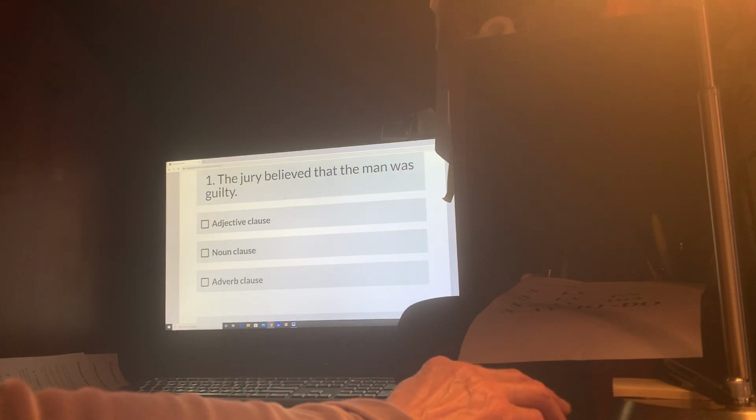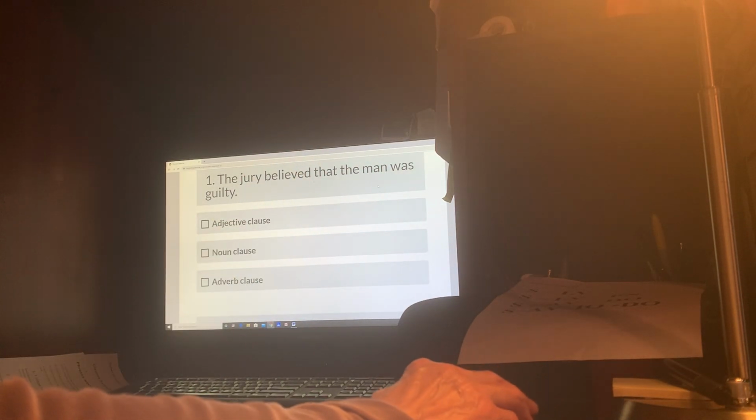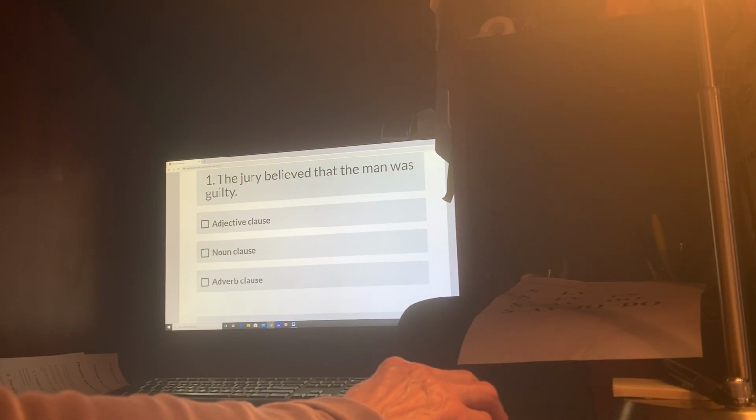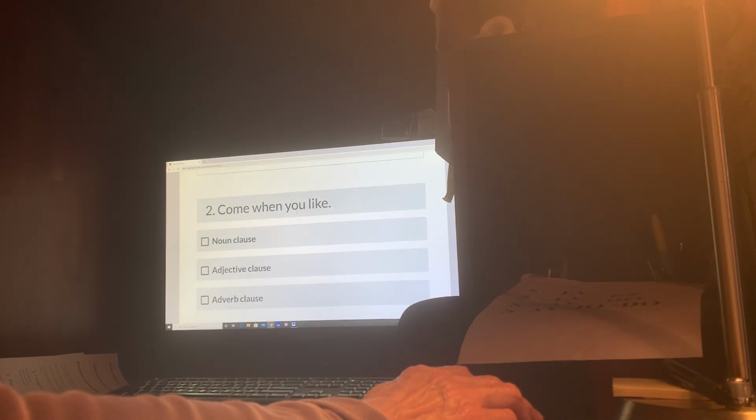The jury believed that the man was guilty. There it is. Jury, subject, believed, AV. Jury believed what? That the man was guilty. Noun clause functioning as DO.